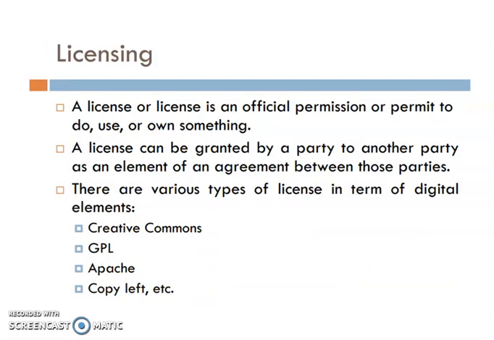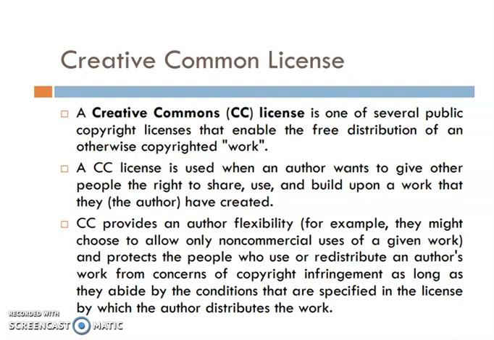Next one, licensing. A license is an official permission or permit to do, use or own something. A license can be granted by one party to another party as an element of an agreement between those parties. It's an agreement between two parties. There are various types of licenses in terms of digital elements. The main types are Creative Commons, GPL, Apache, copyleft, etc.